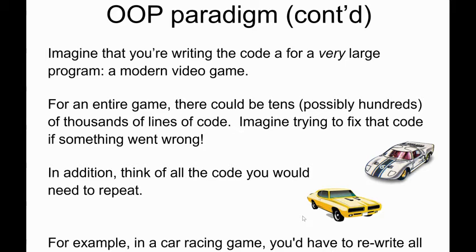Imagine that you're writing the code for a very large program, a modern video game. For the entire program, there could be tens, possibly hundreds of thousands of lines of code. Imagine trying to fix that code if something went wrong. In addition, think of all the code you would need to repeat. For example, in a car racing game, you'd have to rewrite all the code for each different car in the game.